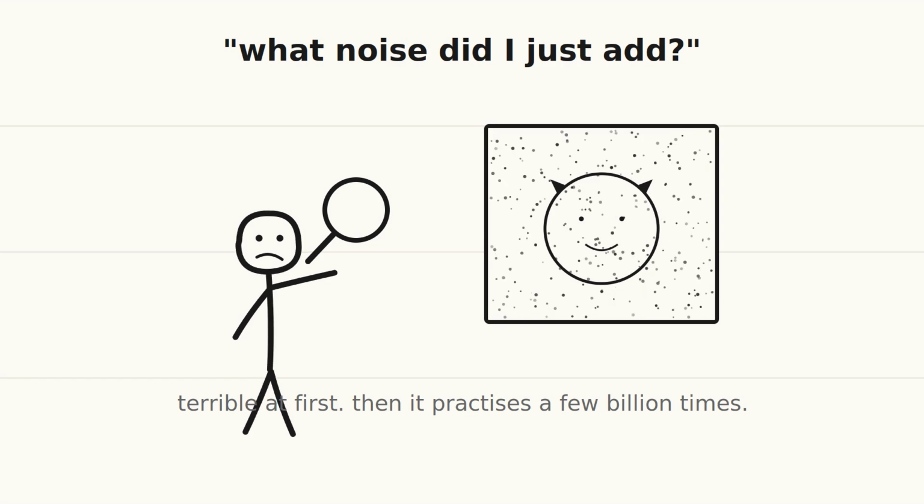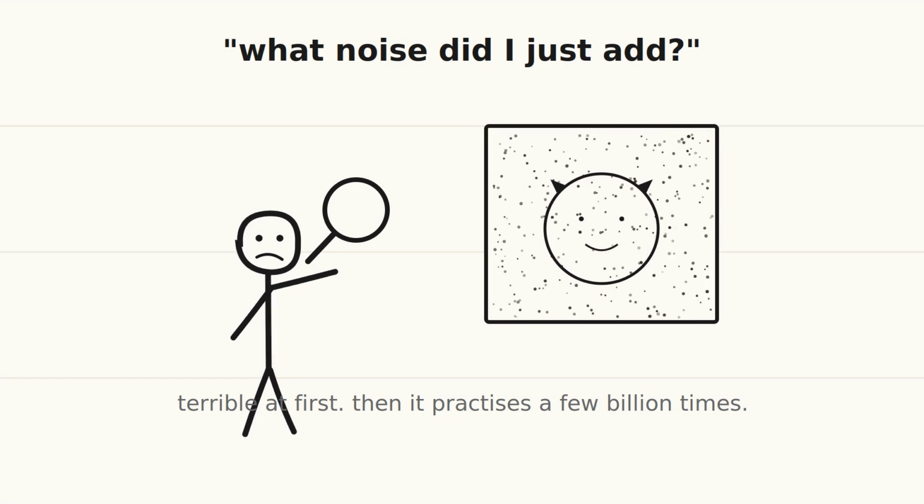But here's the genius part. At every step, you ask the AI one question. What noise did I just add? In other words, can you look at this messy image and work out what the cleaner version looked like? At first, it's terrible at this. But remember, AI training is just doing something badly a few billion times until you're good at it.